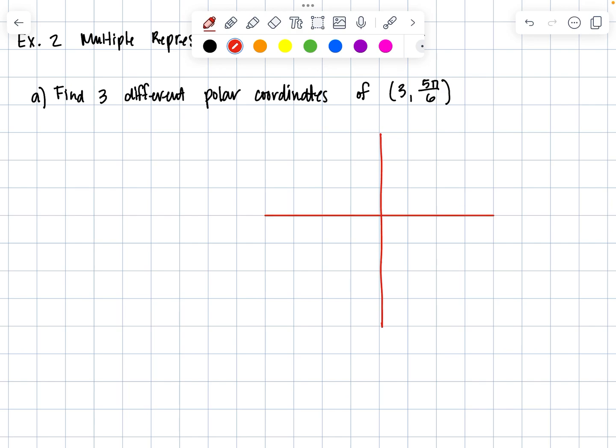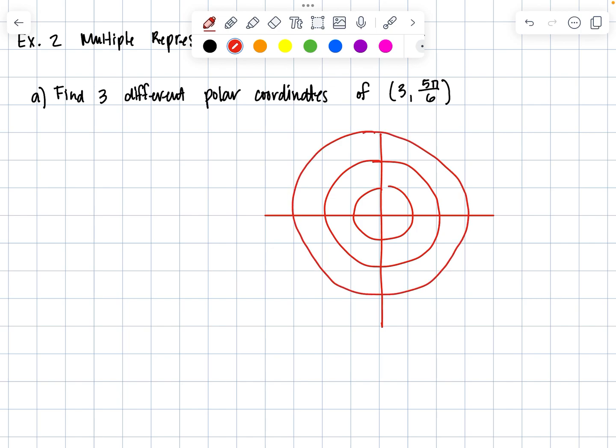Okay, we want multiple iterations of 3 comma 5 pi over 6. So I'm going to draw a quick circle here. 1, 2, 3. Okay, so 3 is on this outer rim. 5 pi over 6, hopefully you remember, is pretty much right about here. It's almost a full pi, and that's our coordinate that we want to mirror.